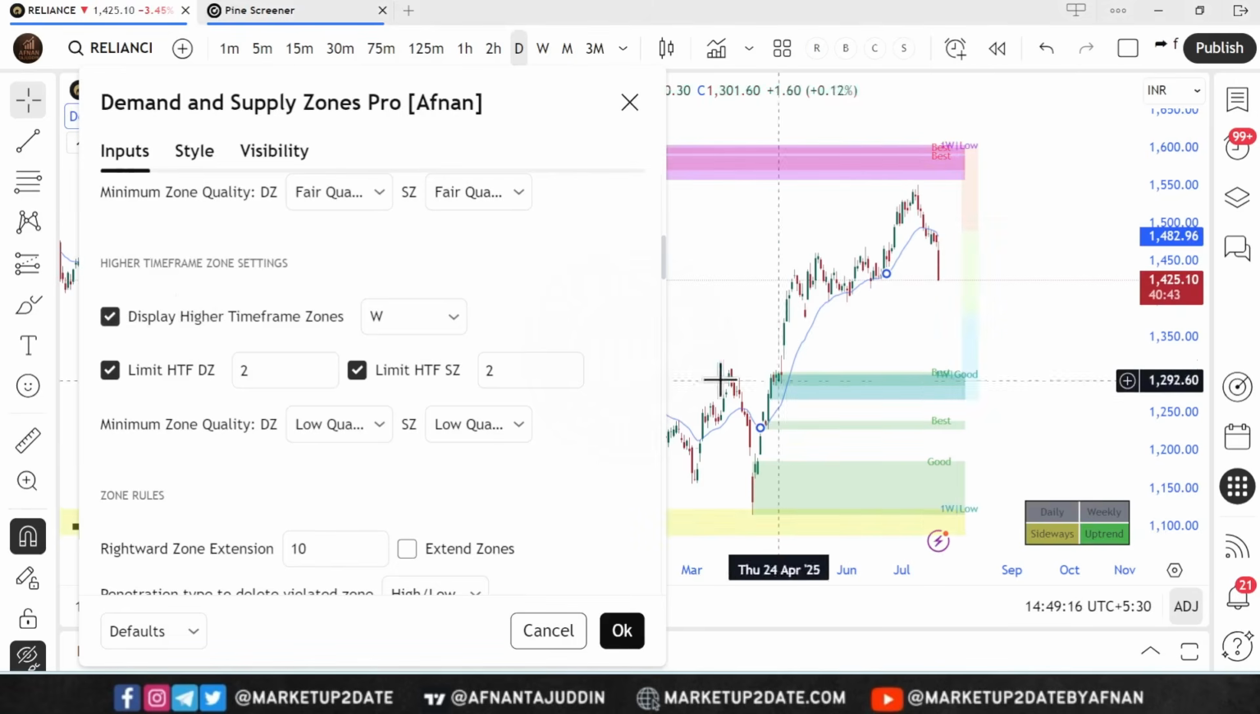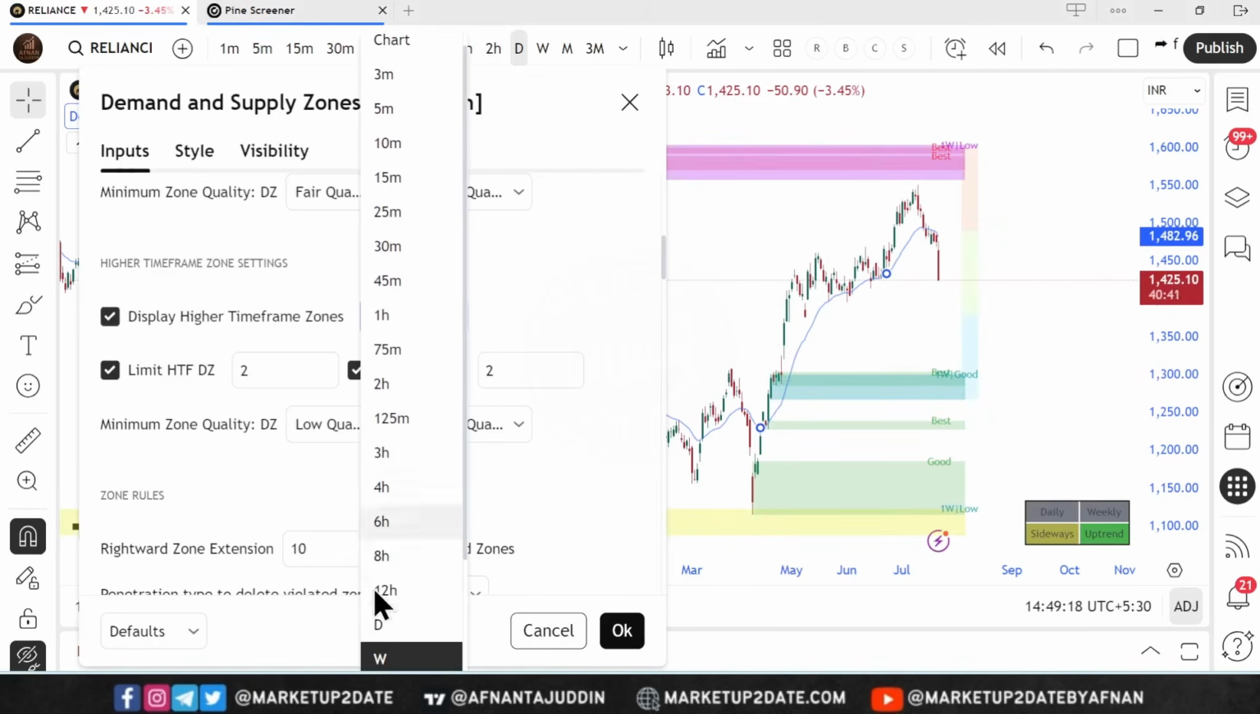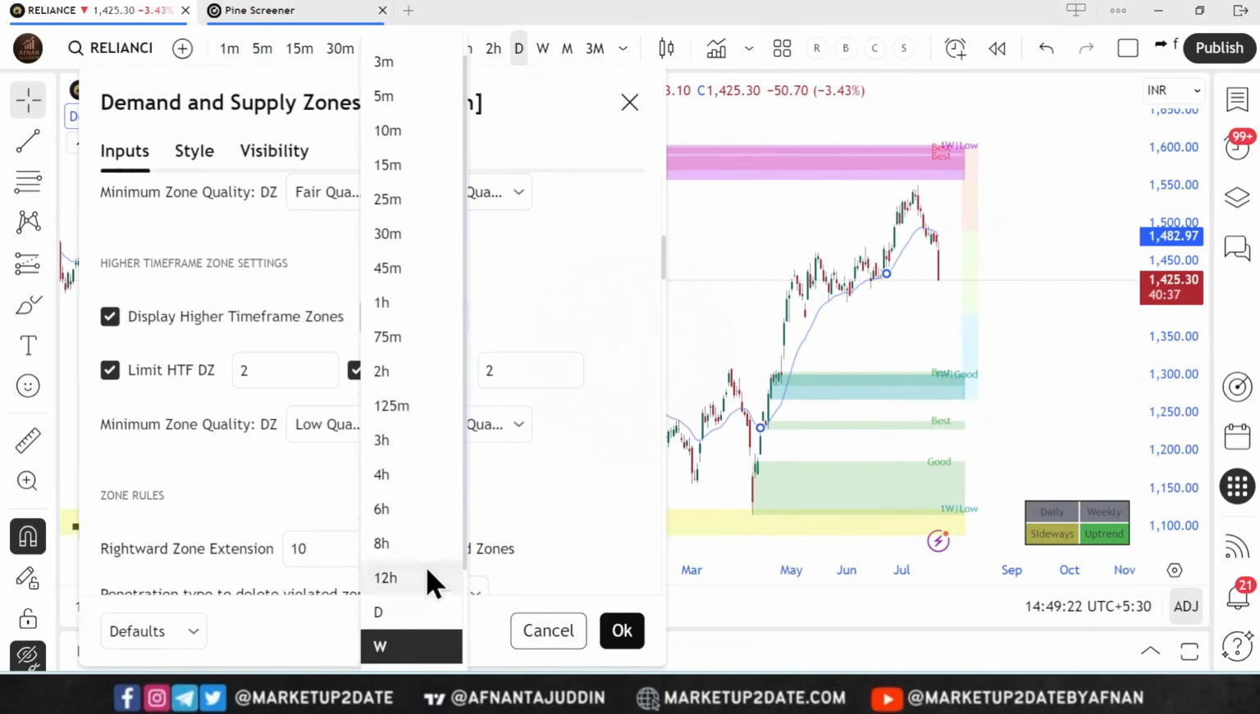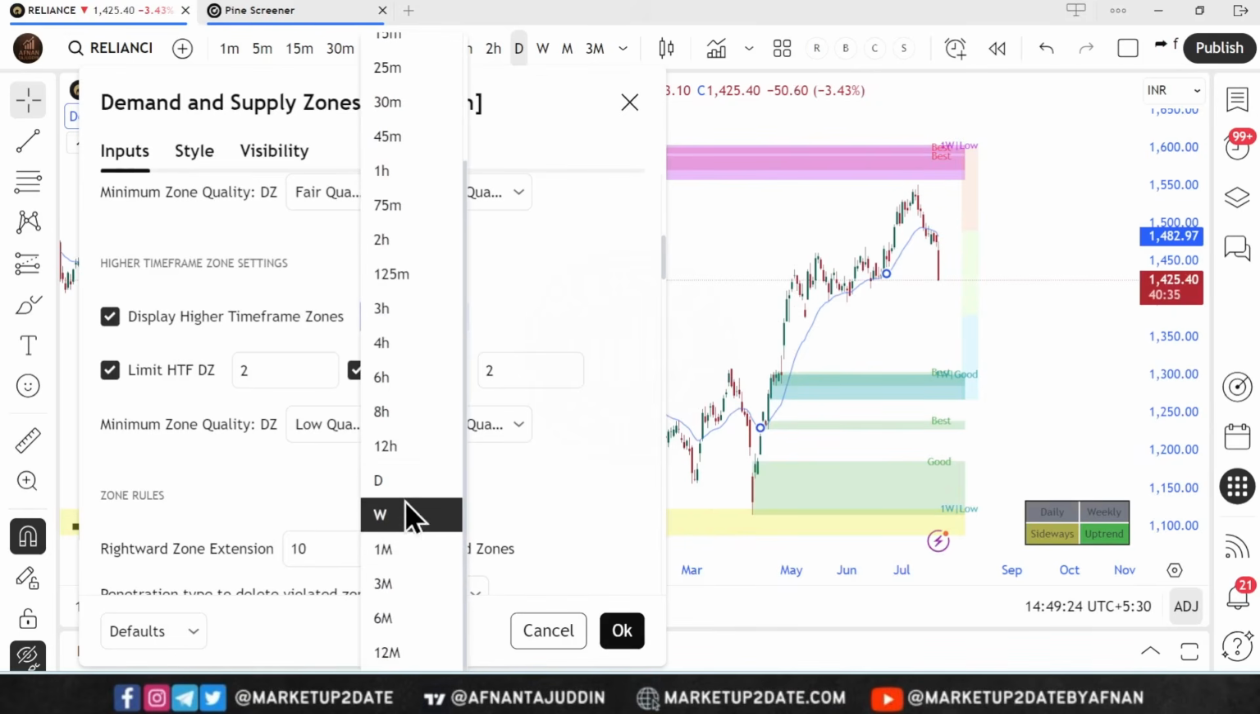Next, the time frame selector. Here, you pick your higher time frame. If I am on a 1-hour chart, I might want to see zones from the daily or the weekly chart. Let us select W for weekly.